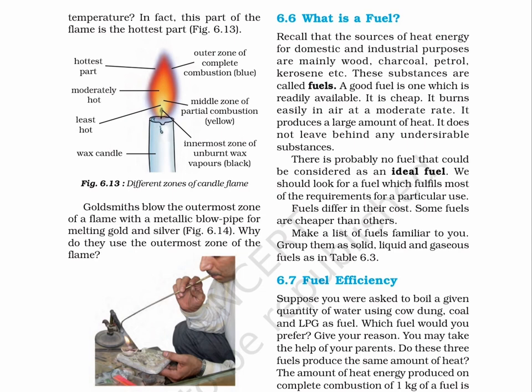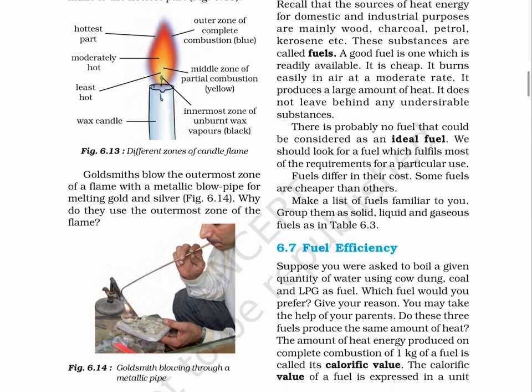Goldsmiths blow the outermost zone of a flame with a metallic blowpipe for melting gold and silver, as shown in figure 6.14. Why do they use the outermost zone of the flame? Figure 6.14. Goldsmith blowing through a metallic pipe.